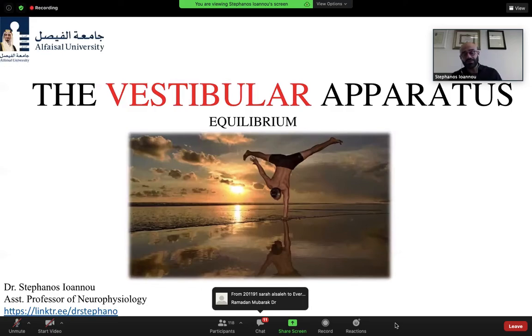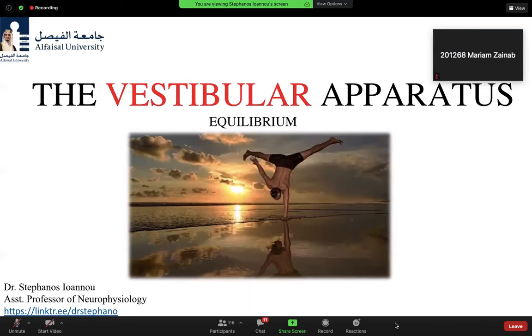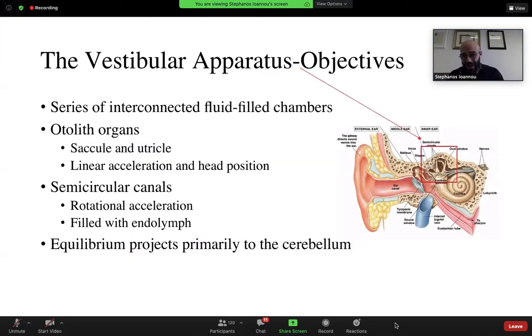speaking about a very interesting aspect of our sensory system, and that entails the vestibular apparatus and what we call balance. Now, when it comes to balance, we have mainly two components, and these are being governed by the vestibular apparatus. So these two components that we're talking about, we have the tonic component and we have the dynamic component. So the tonic component entails mainly the otolith organs, and these otolith organs are named saccule and utricle, whereas the semicircular canals entail the dynamic component of the vestibular apparatus.